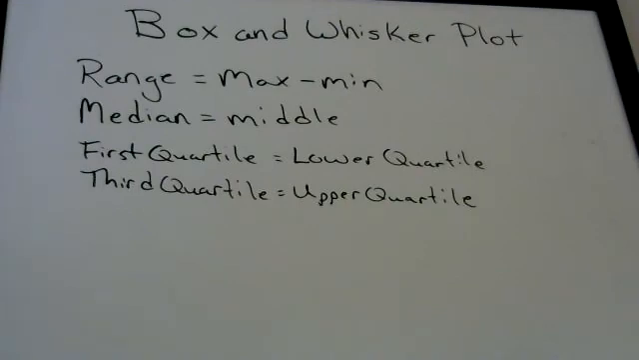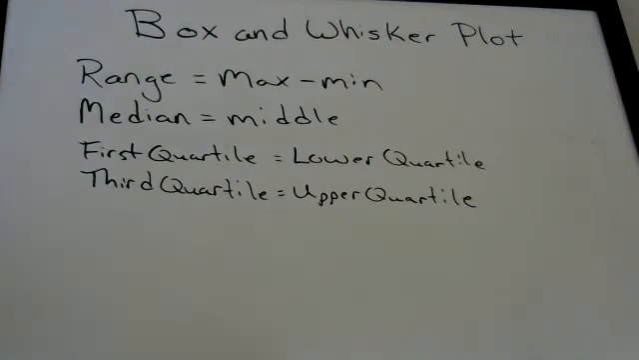The median is the middle number. So when you put all of the data in order, the middle number, that's the median. And I have a video on median. So if you don't know what that is, you should watch that video. And then there's a couple other concepts, one called the first quartile. It's also called the lower quartile, and the third quartile, or the upper quartile. And so this plot is really just to visualize these concepts.